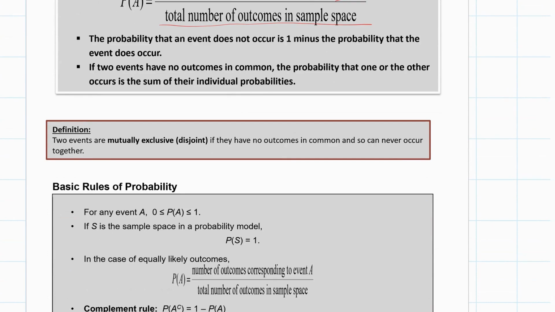And if two events have no outcomes in common, then we can simply add up the two probabilities together. By the way, this idea that two events have no outcomes in common has a special name. We call those events mutually exclusive. We also use the word disjoint to describe those two events.